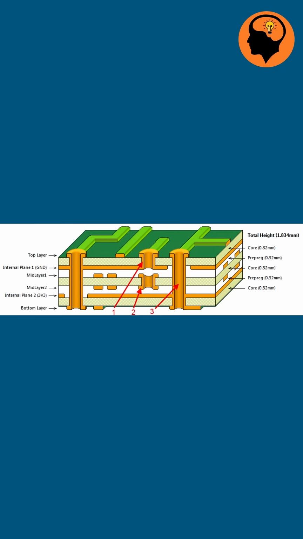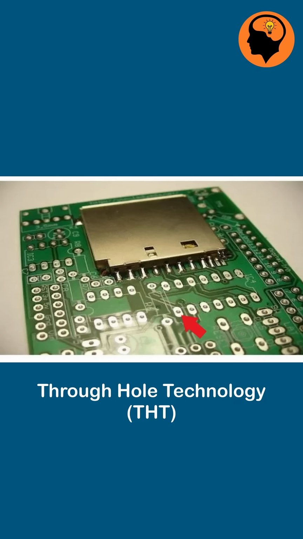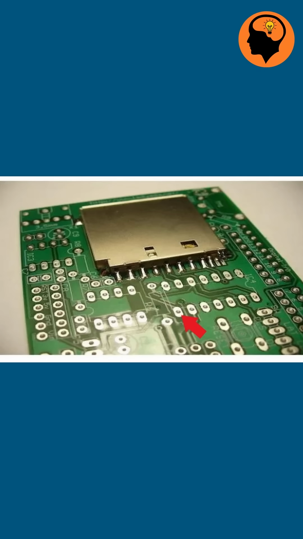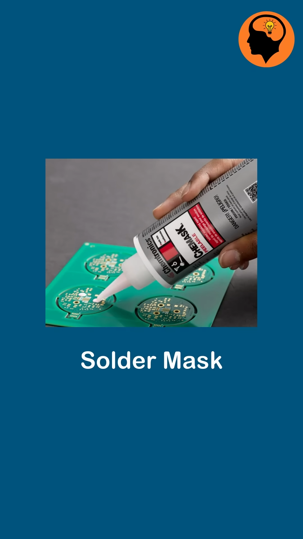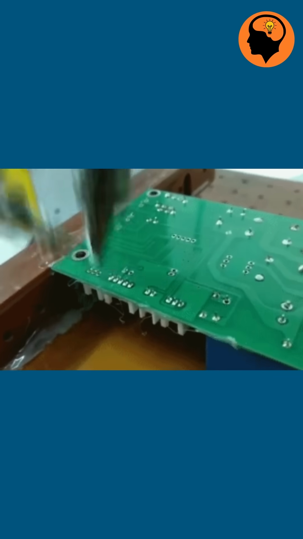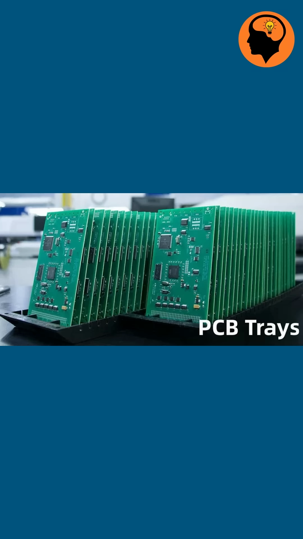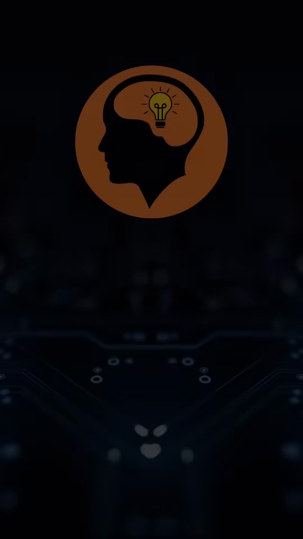Layers are stacked and aligned if the PCB is multilayered, with insulating layers in between. In that PCB, holes for components are drilled, plated to allow conductivity, and the board is coated with a solder mask for protection. Finally, components can be soldered onto the board, completing the assembly process.